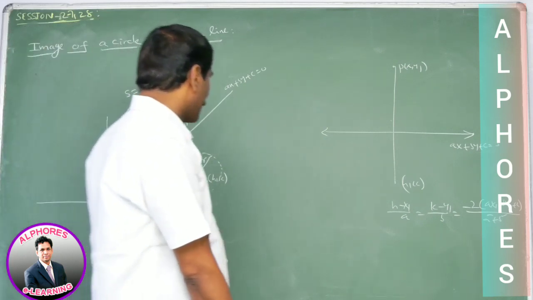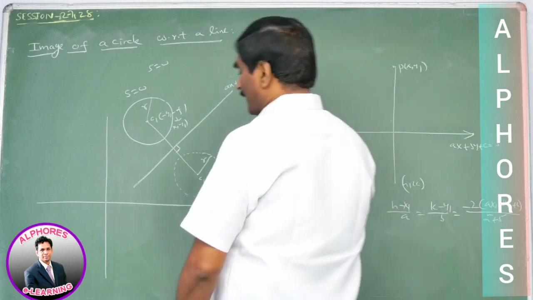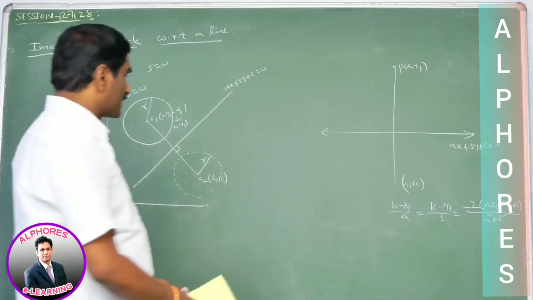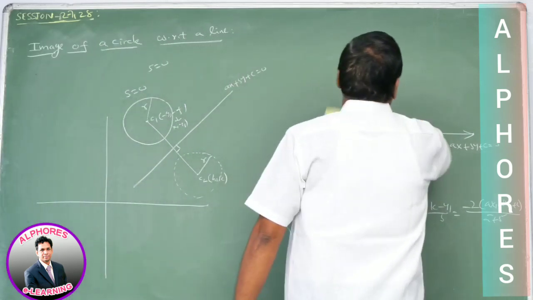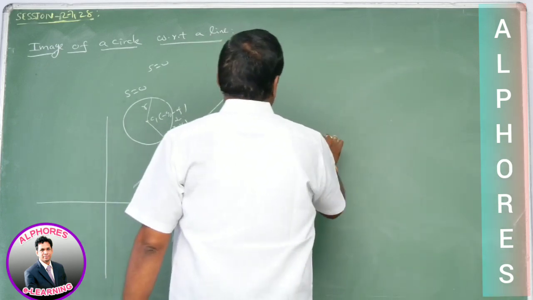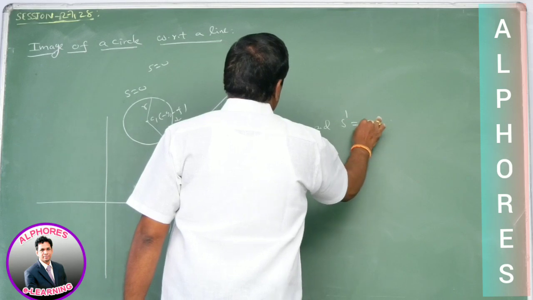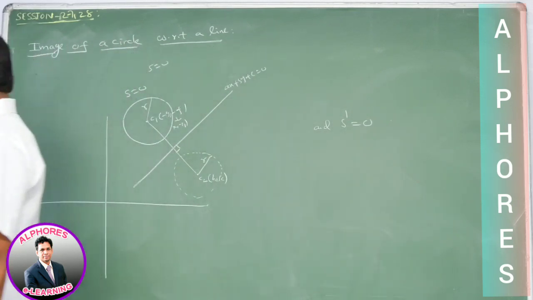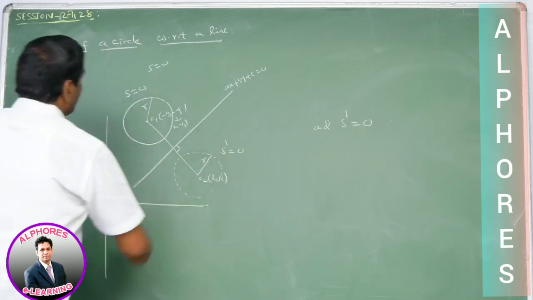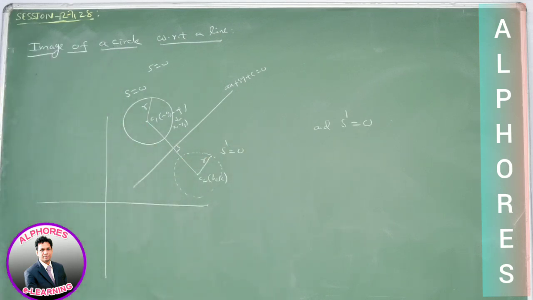Let S is equal to 0 be the circle and ax plus by plus c is equal to 0 be any one of the lines, and S dash is equal to 0 be the image of the circle S is equal to 0 with respect to the given line. Please draw the diagram.